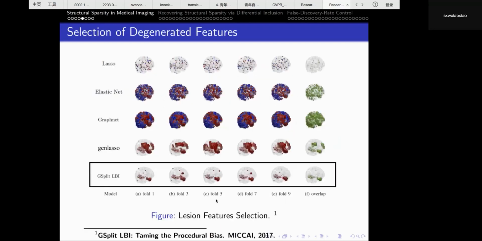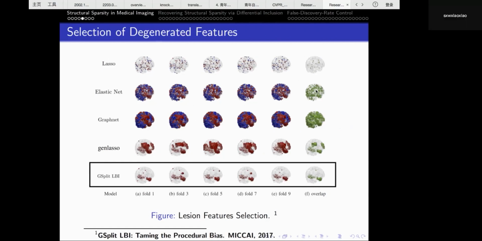And this is the result of our feature selection, and our method is called SPIT-LBI, which can relax the incoherence condition, and hence we can successfully and stably detect the two-side hippocampus. In comparison, other methods can either select redundant voxels or scatteredly distributed voxels, which are not explainable.